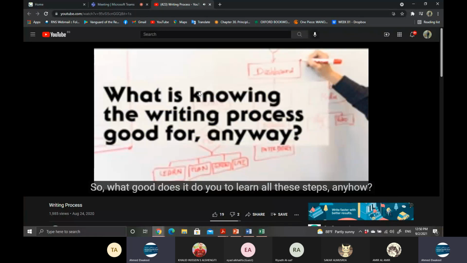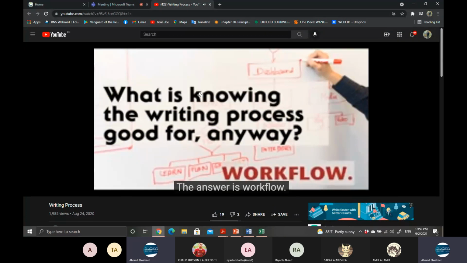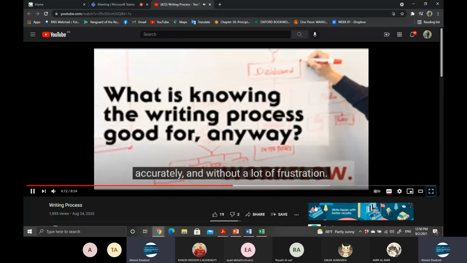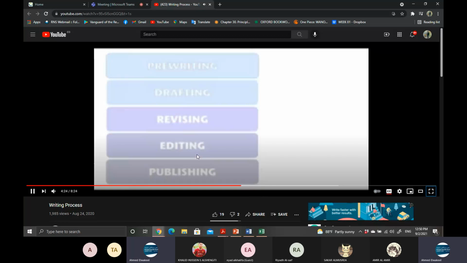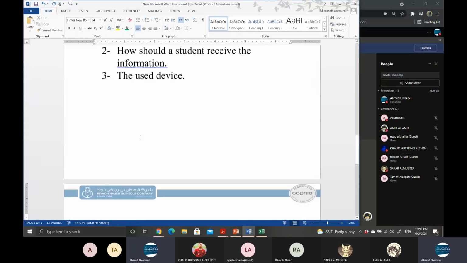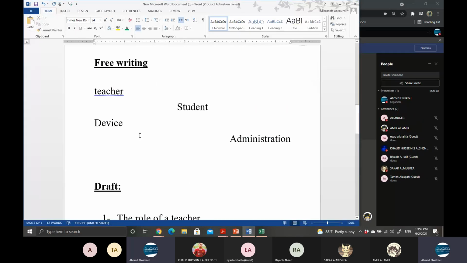So what good does it do you to know all of these steps anyhow? And how does it prevent that terror that comes with looking at a blank page? The answer is workflow. Everybody needs a plan for how to get their work done easily, accurately, and without a lot of frustration. And a good workflow can do that for you. Simply put, keep the steps separate in this workflow and you'll get a much faster and better result. So once again, while writing, we need to keep those steps separate.